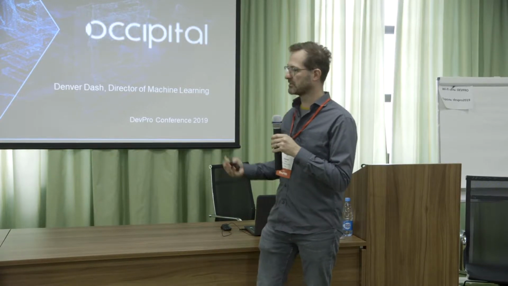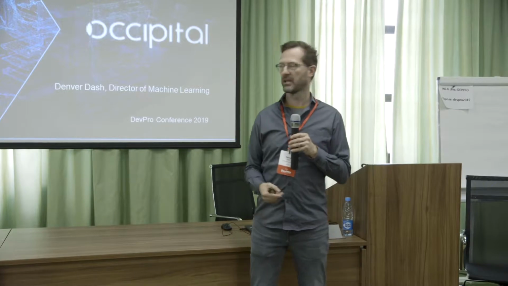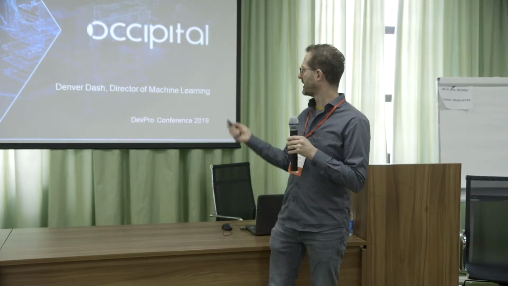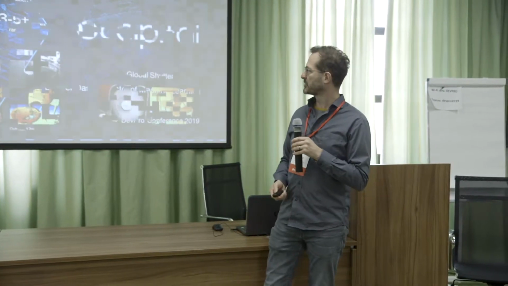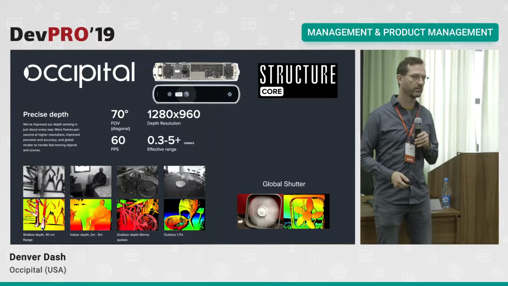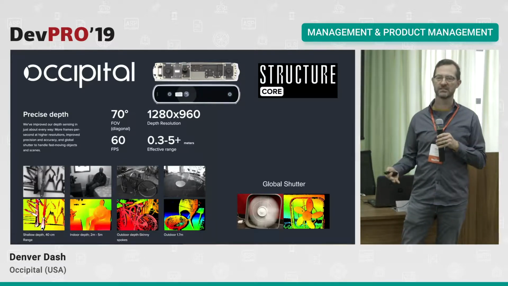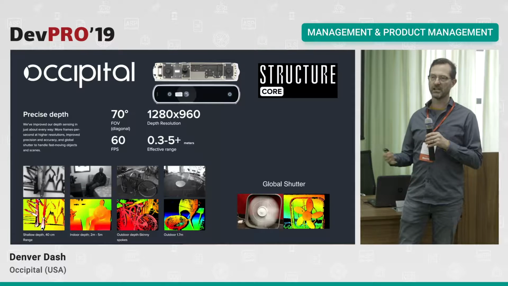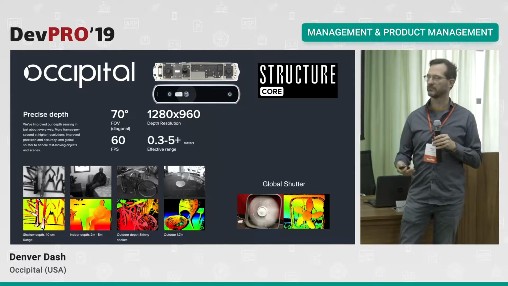So today I'm going to talk about computer vision development in sort of the deep learning era. And I'm, as it says, Denver Dash, Director of Machine Learning at Occipital. Occipital is, in case you don't know who they are, a 3D perception company. So we build sensors and software to see and understand 3D geometry and structure in the world.